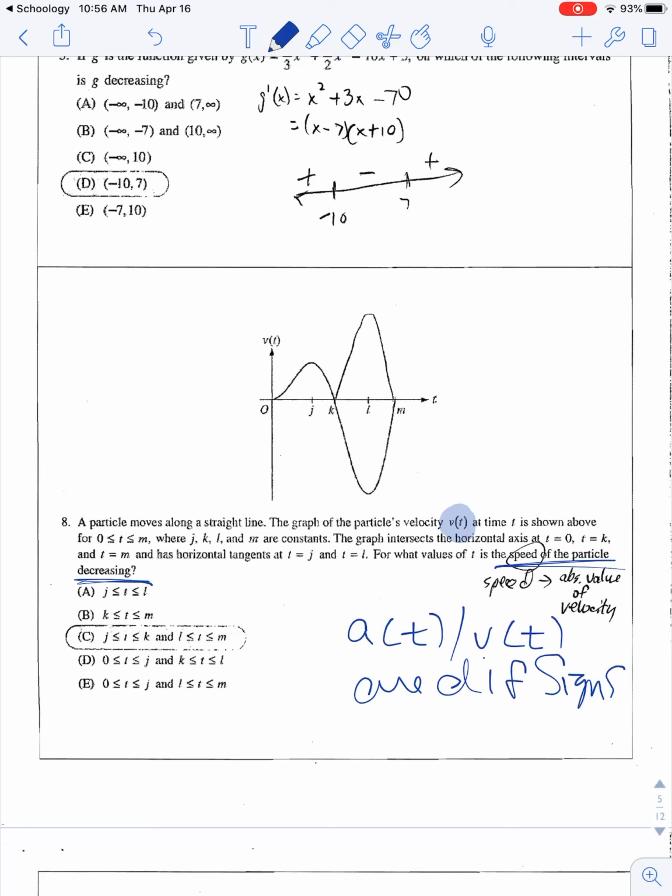Okay, so let's look at the graph. This is the graph of velocity. I'm just going to get rid of this little thing here, don't think of it. I'm going to look at the original graph that was given to you. So here, from 0 to k, velocity is positive. From k to m, velocity is negative. Okay, so let's look at when velocity is positive. Let's see when acceleration is a different sign, meaning negative.